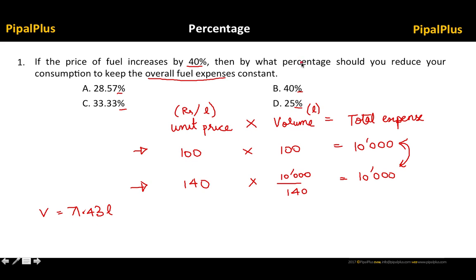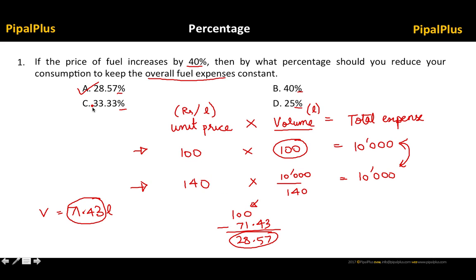But the question is, by what percentage should you reduce your consumption? Now you would notice that my consumption is this volume. So if the original base was 100 and the new consumption is 71.43, I get my answer as 100 minus 71.43, and the difference is 28.57. Incidentally, because the base is 100, it is already a percentage. So my answer is 28.57%.